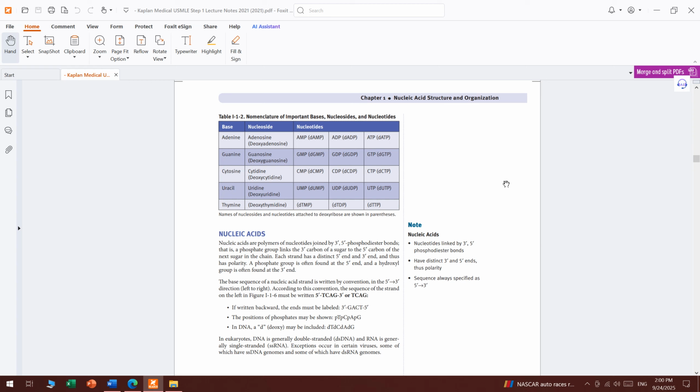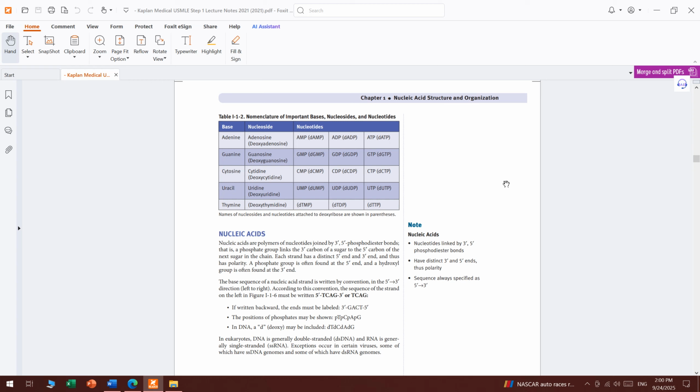Let's clarify the nomenclature for the important bases, nucleosides, and nucleotides. For the base adenine: ribonucleoside, adenosine. Ribonucleotides, AMP, ADP, ATP. Deoxyribonucleoside, deoxyadenosine. Deoxyribonucleotides, dAMP, dADP, dATP.